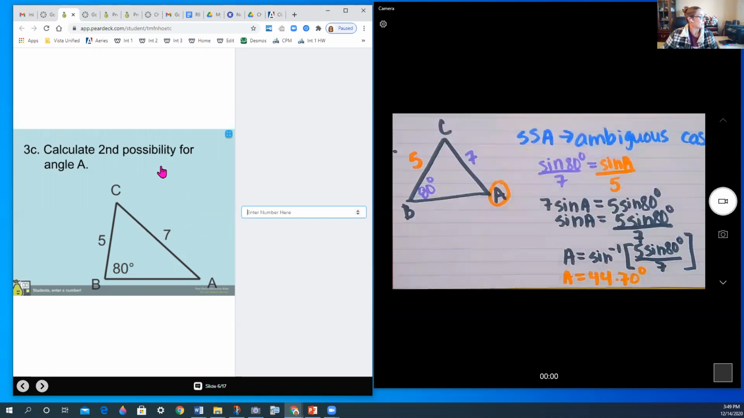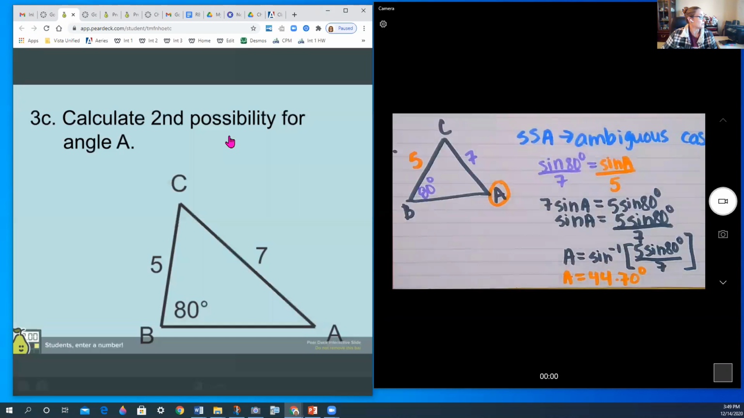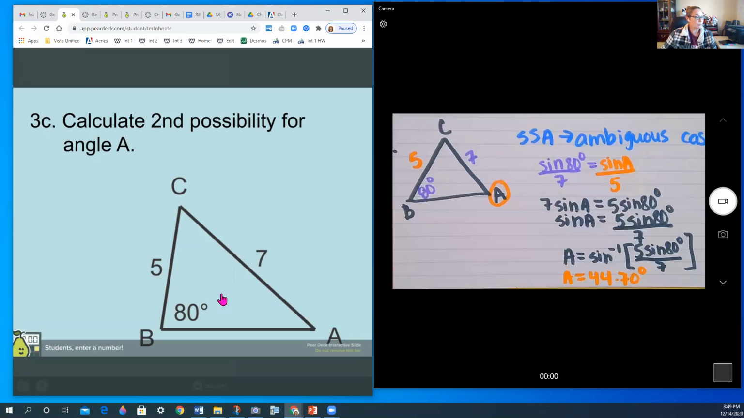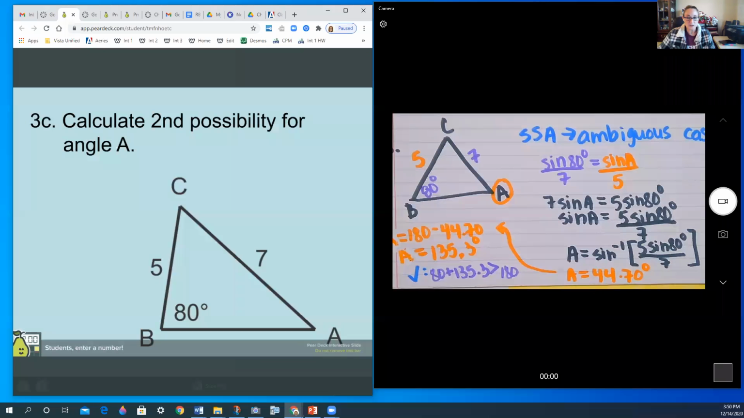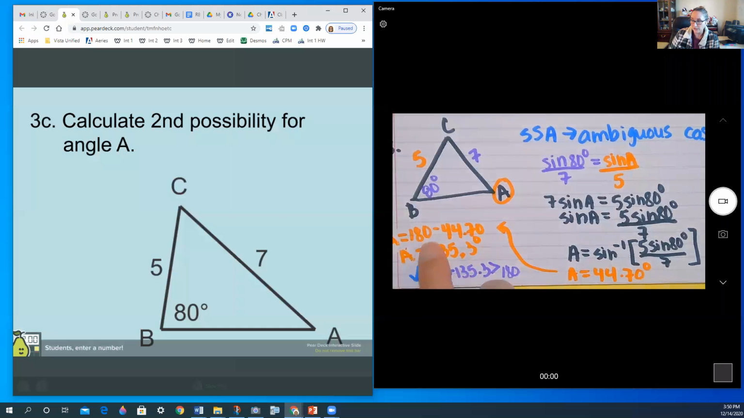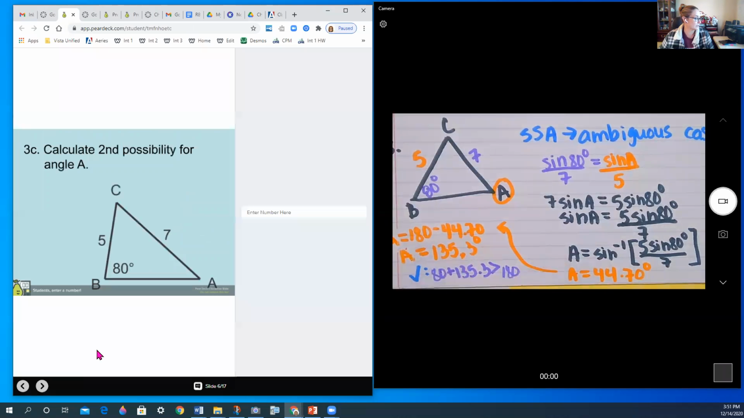Now the next question is asking what is our second possibility for that angle, okay? So what I need to do is I need to take this angle and go 180 minus it to find my other possibility. And then I need to check it to make sure it makes sense for this triangle. So to find my other A, I take this original A, I go 180 minus that to find the other possible A. So the other possible A is 135.3 degrees. Okay, so 135.3. So that's what I'm going to enter over here.